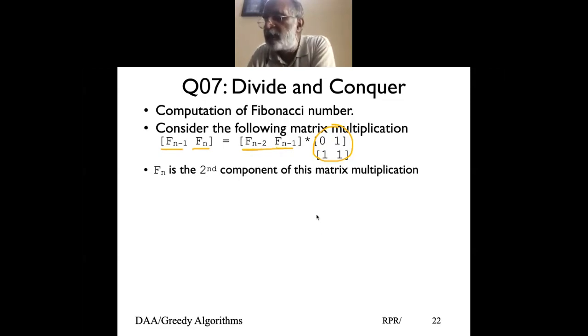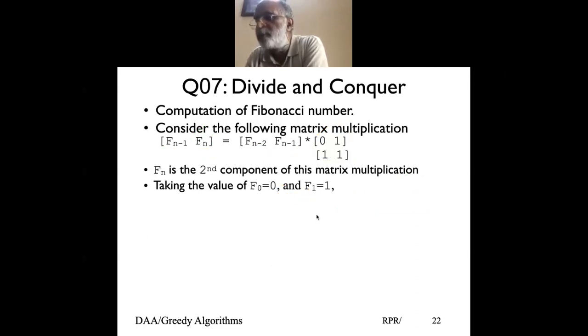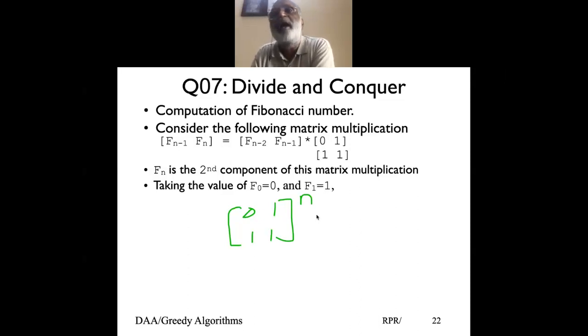Why? Because when I multiply this by this, what I get is Fn minus 2 times 0, so I get Fn minus 1. And here I get Fn minus 2 times 1 plus Fn minus 1 into 1, which is nothing but Fn. So if I take the last two numbers in a row matrix and multiply by the square matrix, then the second element of the row matrix I always get is Fn. So that means I can keep expanding it, and all I need to do is compute the power n of 0, 1, 1, 1.